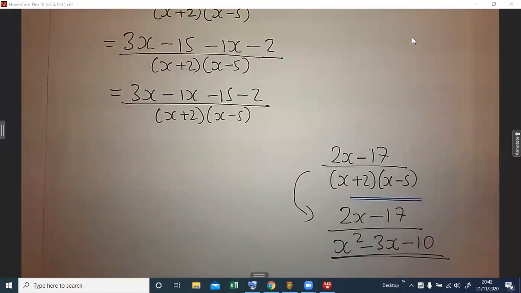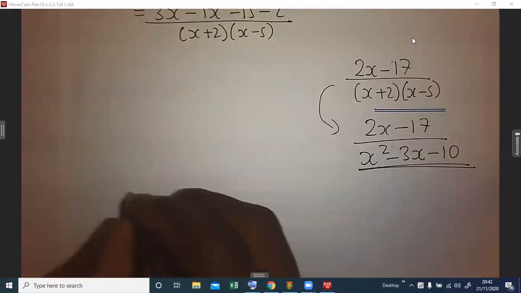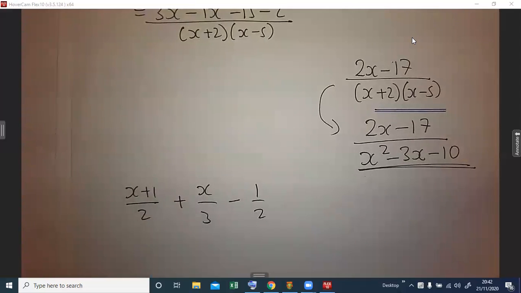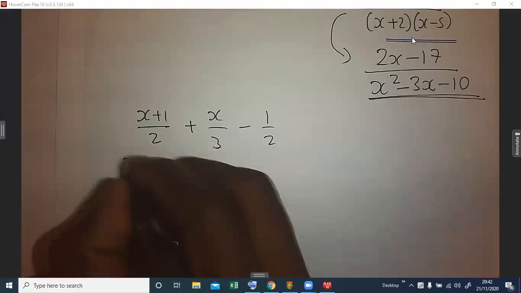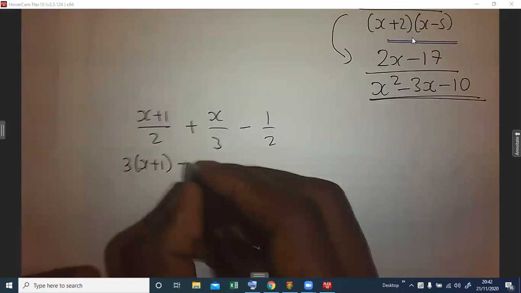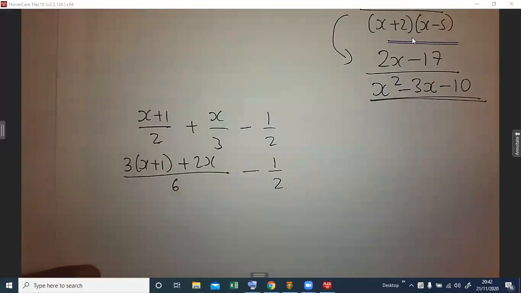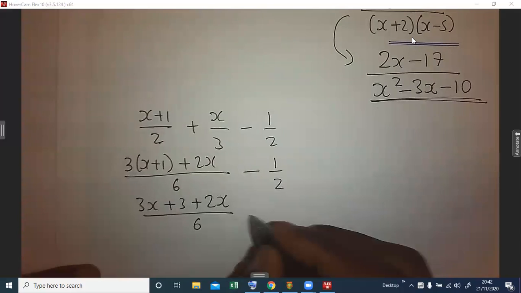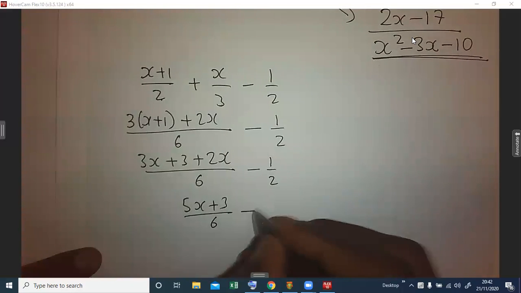Last but not least, sometimes you can be given more than 2 fractions. For instance, you can be given, let's say, x plus 1 over 2 plus x over 3 minus a half. Yes, we have 3. As before, deal with the first 2. The answer you get, you work with the third one, and you would get something like 3 times x plus 1 plus 2x over 2 times 3, that is 6. Remember, half is waiting. So simplify this bracket, we get 3x plus 3 plus 2x over 6. Half is still waiting. And finally here we have 5x plus 3 over 6 and a half.